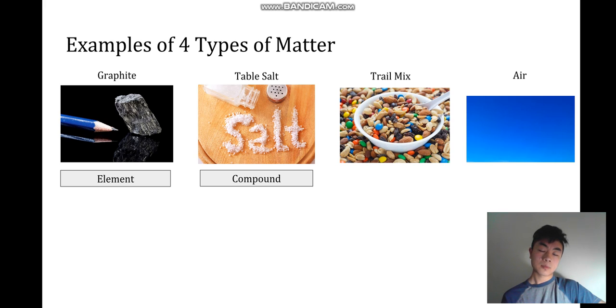The next one, I have a trail mix, which is going to be a heterogeneous mixture because it has raisins and M&Ms and nuts, and it's multiple components, and it doesn't have a uniform appearance.